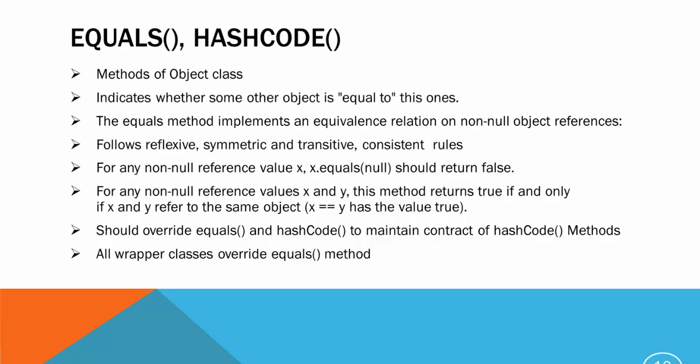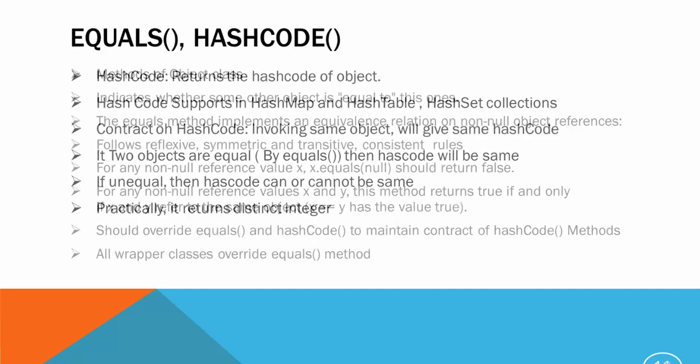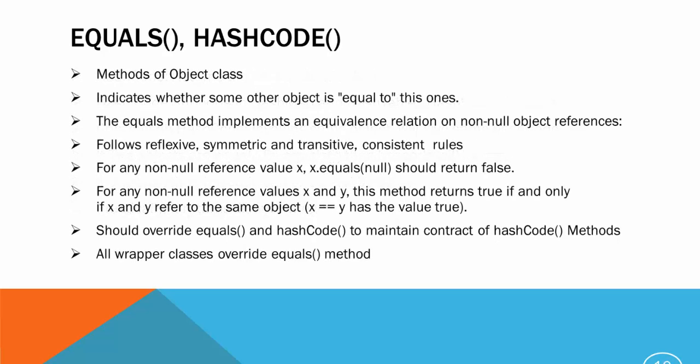We should override equals and hash code to maintain the contract of hash code. So whenever you override equals, you override the hash code, because there is a contract between hash code and equals. I will tell you, all the wrapper classes override equals and hash code also. They override these two methods because they have the equality of two objects in their own way. String has equality of two objects in its own way.